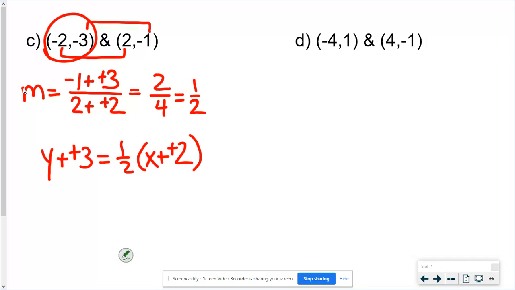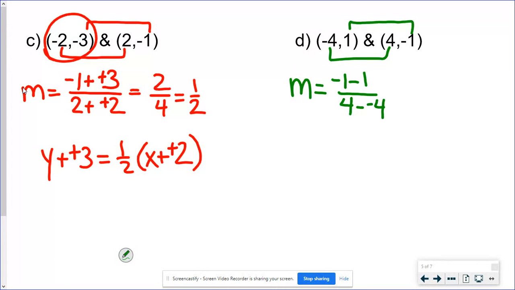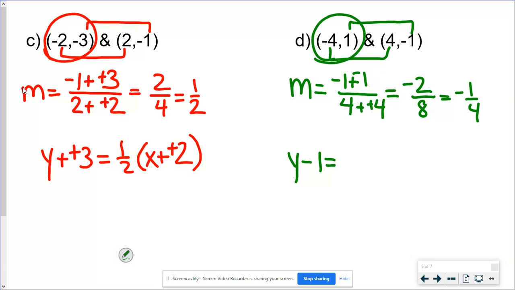On the fourth example, slope. So I'm going to have -1 minus 1 on the top, and on the bottom, since I started with the ordered pair that's on the right, I'm going to have 4 minus -4. So we'll do a keep, change. On the top, I get -2. On the bottom, I get 8. That simplifies to -1/4. And then we pick an ordered pair. y minus my y number equals m times x minus my x number. Keep, change.